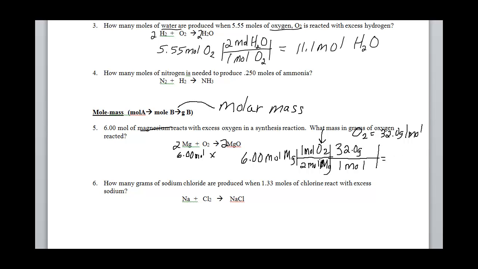Now I'm ready to take out my calculator. 6 divided by 2 times 32. And that's how we get 96 grams of oxygen. No, excuse me, needed to react. So if I wanted to react all that magnesium, I would need 96 grams.